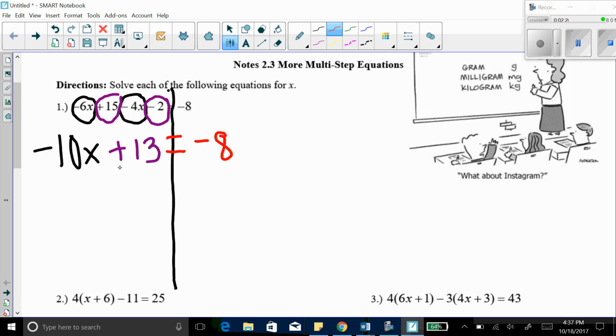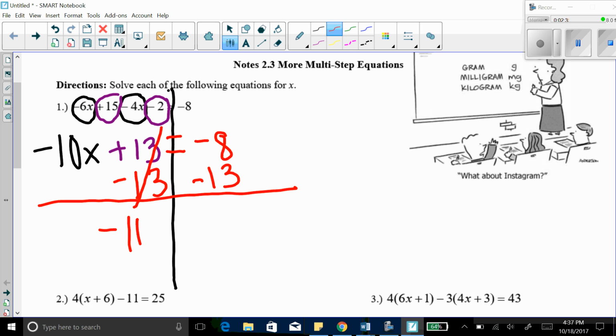So to get rid of a positive 13, I'm subtracting 13 from both sides. Those cancel, and I get negative 10x equals, at this point, if you do not know what negative 8 minus 13 is, we're not guessing anymore. We're actually putting it into our calculators. So I get negative 21.